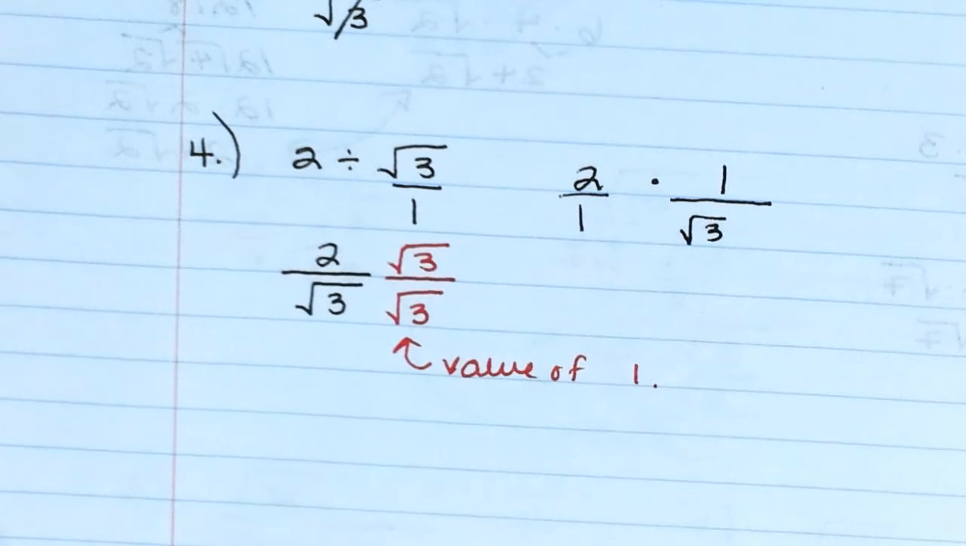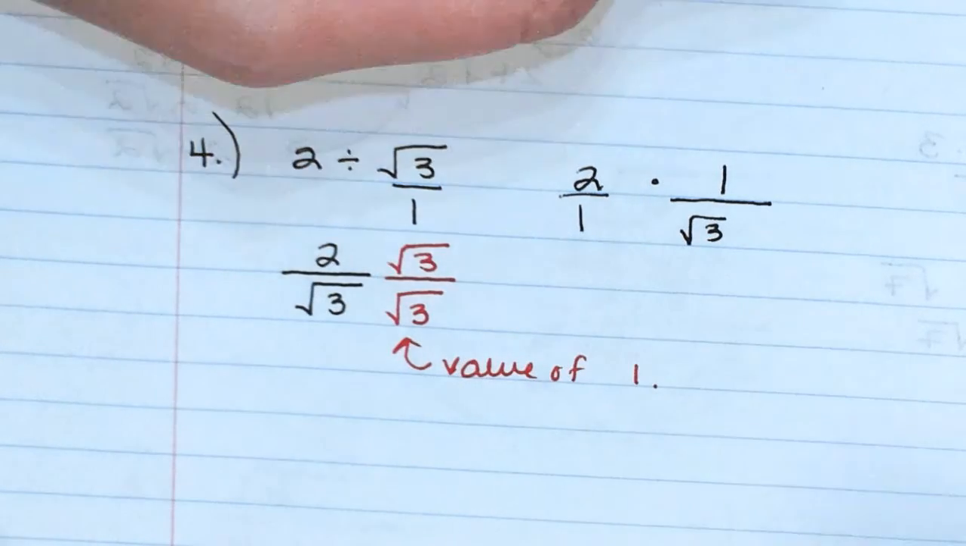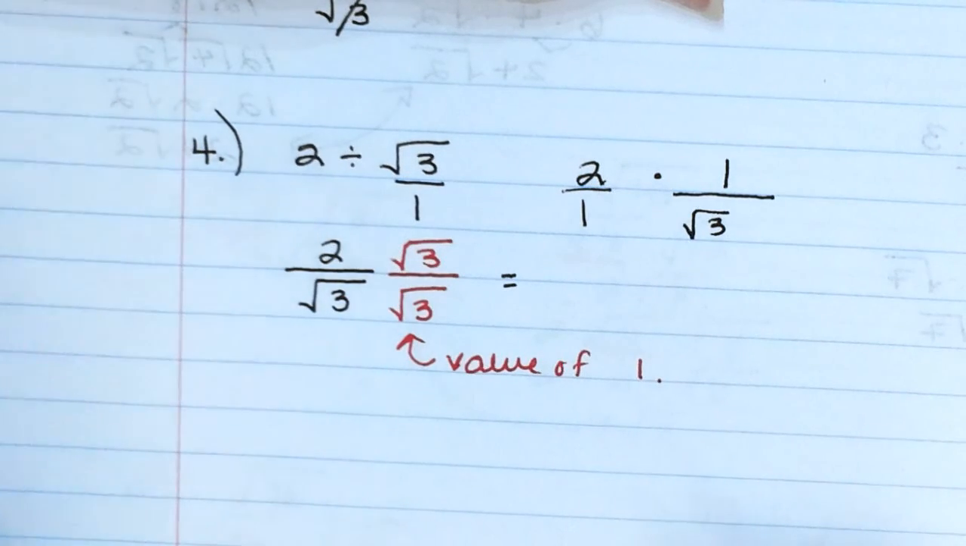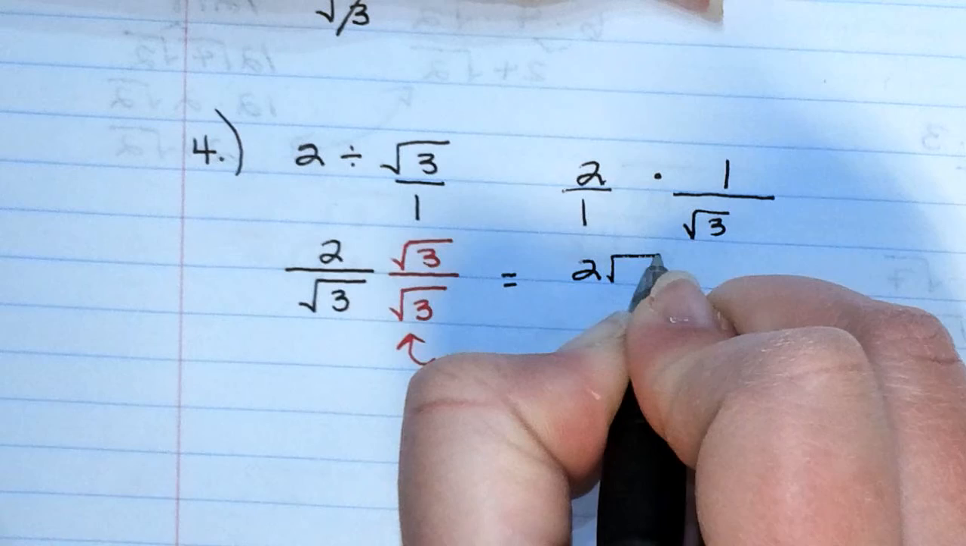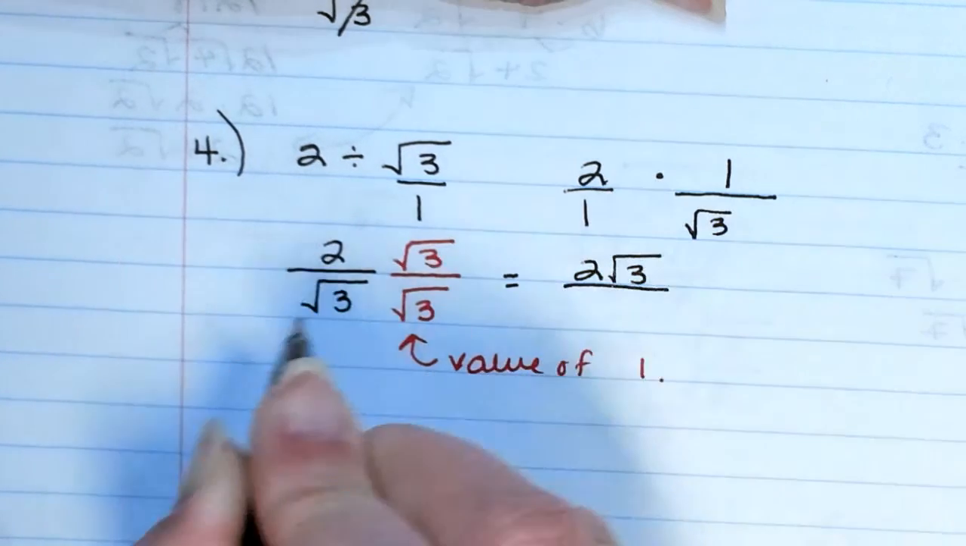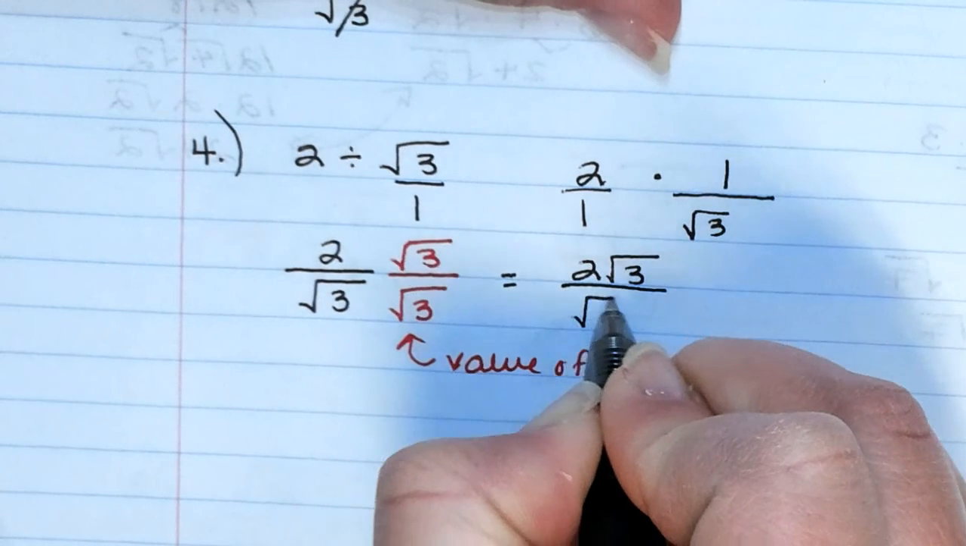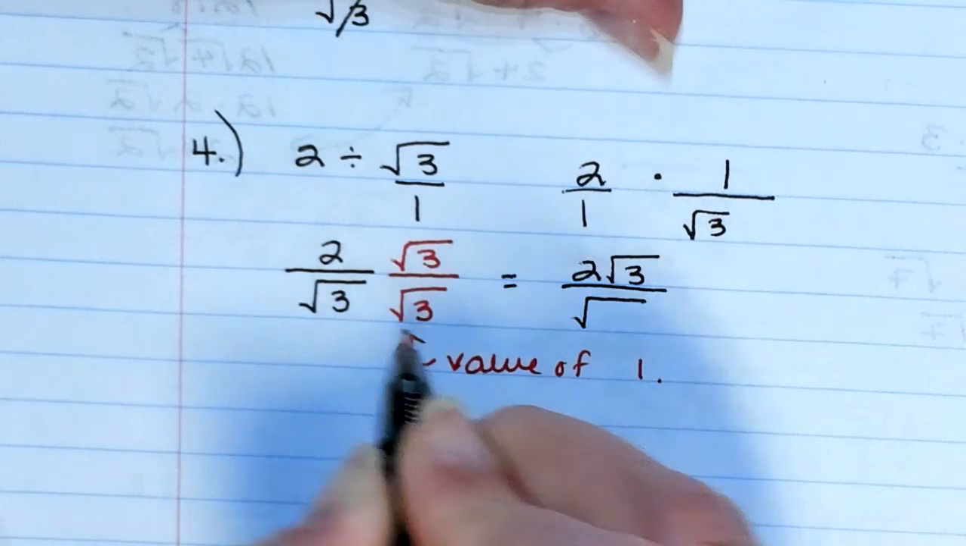Well, let's look. So on the top now, what do I have? I have 2 square roots of 3 on the top. What do I have on the bottom? What would the square root of 3 times the square root of 3 be? It's the square root of what's 3 times 3? 9.